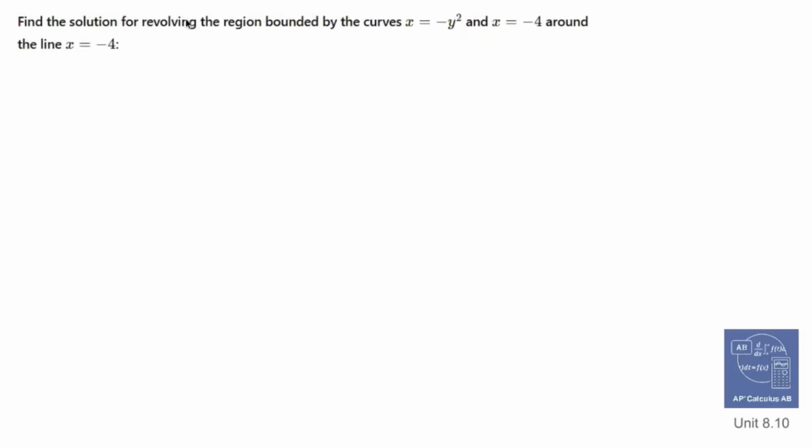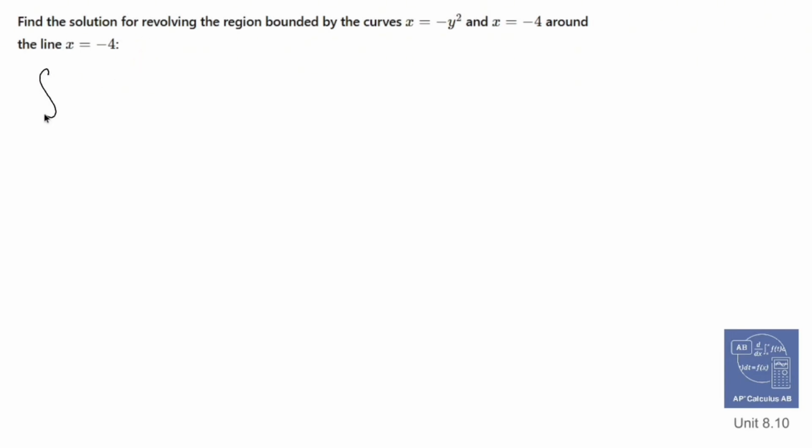Find the solution for revolving the region bounded by the curves x equals negative y squared and x equals negative 4 around the line x equals negative 4. Well, boys and girls, this is the disk method around a different axis, and we're not spinning it around the x stuff, we're spinning it around the y stuff.